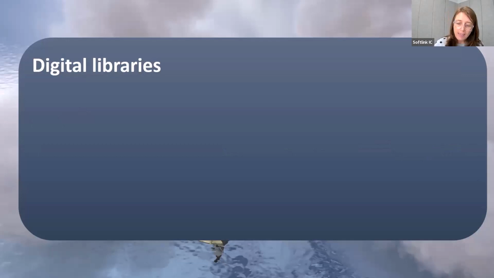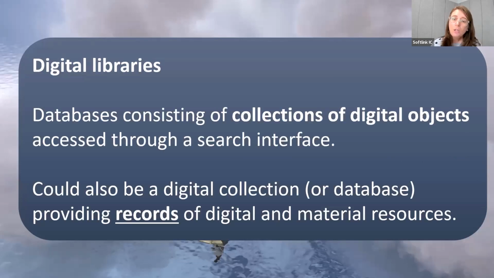Let's now have a look at digital libraries. Digital libraries consist of a collection of digital objects that can be searched or accessed through an interface. The thing I found interesting about this was they could also be a digital collection or database which just provides the records of digital and material resources too.